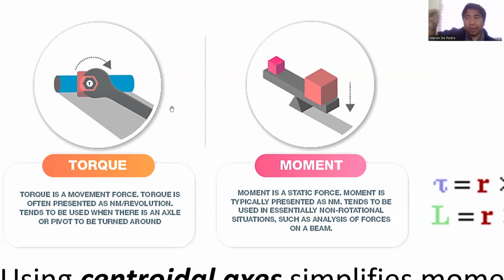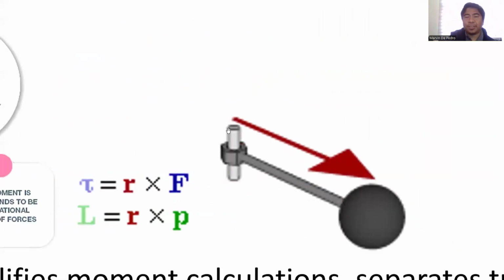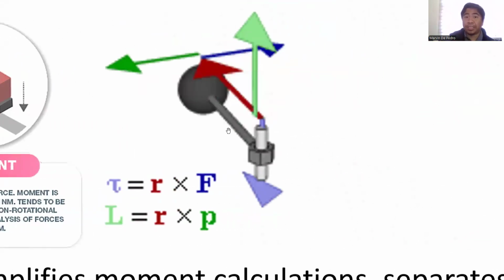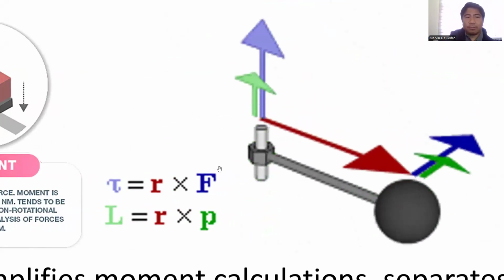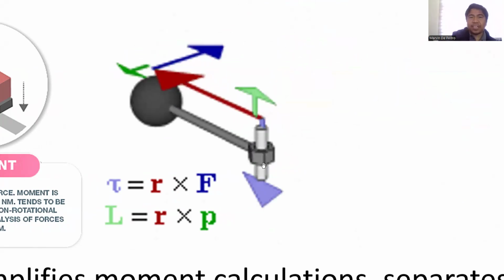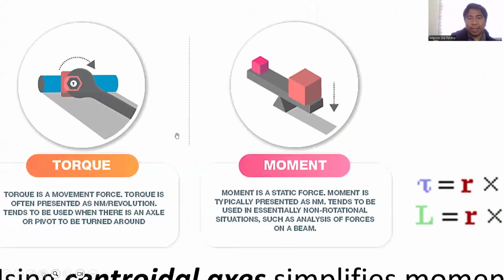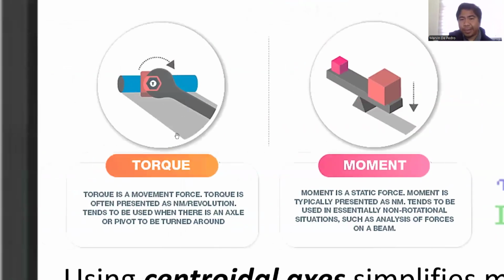wrench or screwdriver, or in our levers or in our hinges, right? So just like this one. Whenever there are these things and they are meant to be rotated, then we can say there's torque. On the other hand, we have moment, which is a static force, and it is typically presented as Newton meter. So as you can see, torque is basically moment per revolution.